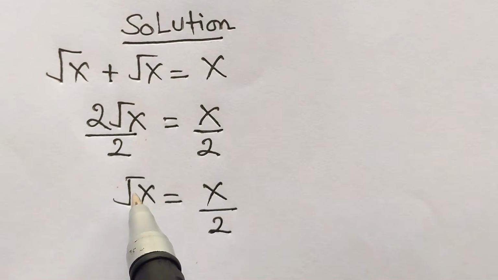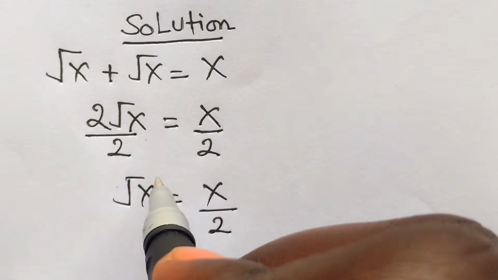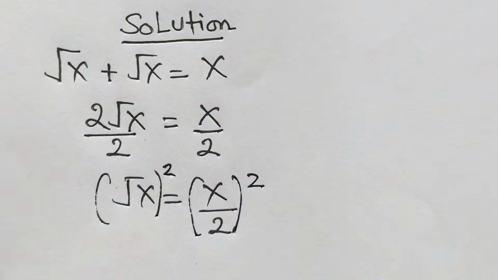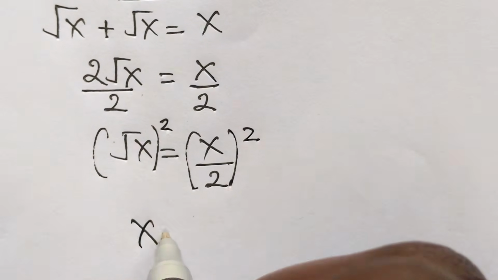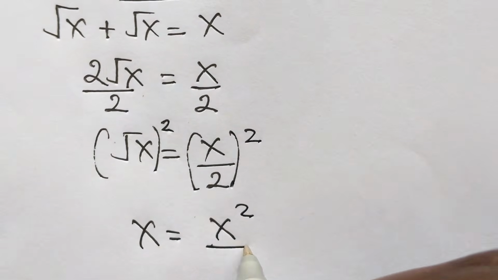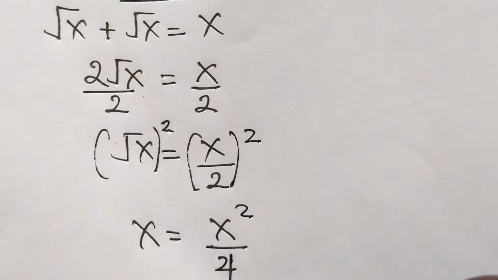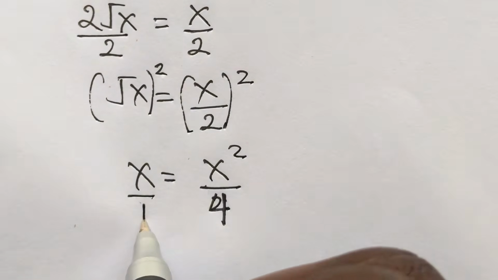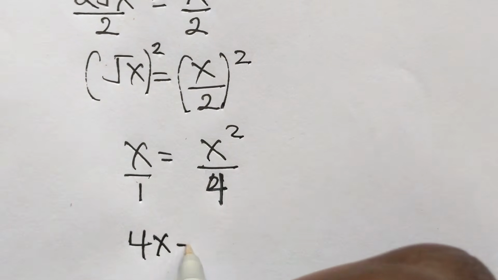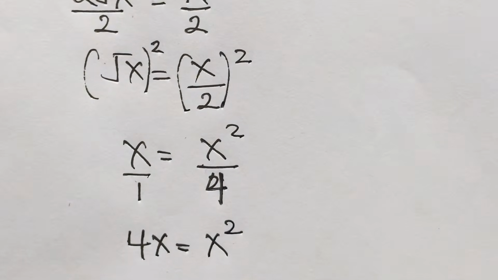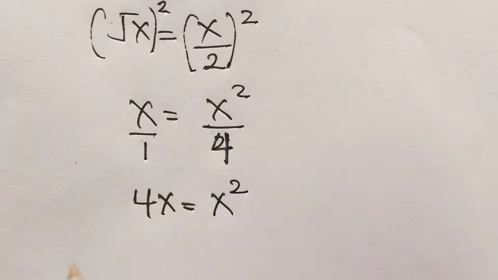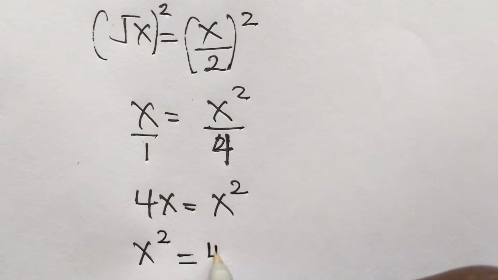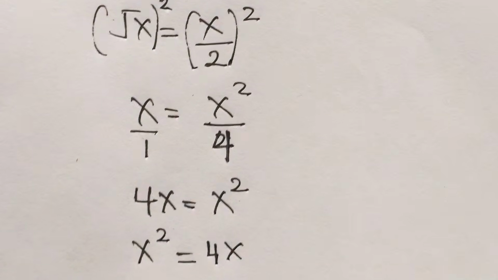In order to remove this square root, we square both sides to get x equals x squared over 4. Then by using cross multiplication, we write 4x equals x squared, which is x squared equals 4x.